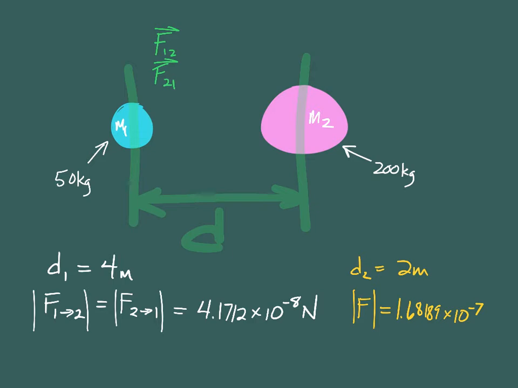You have a distance from 1 to 2 and a distance from 2 to 1, but these are also vector quantities even though their magnitudes are the same, okay, in any given situation. And then we have mass 1 and mass 2. So there are 6 quantities at play in each one of these force interactions.